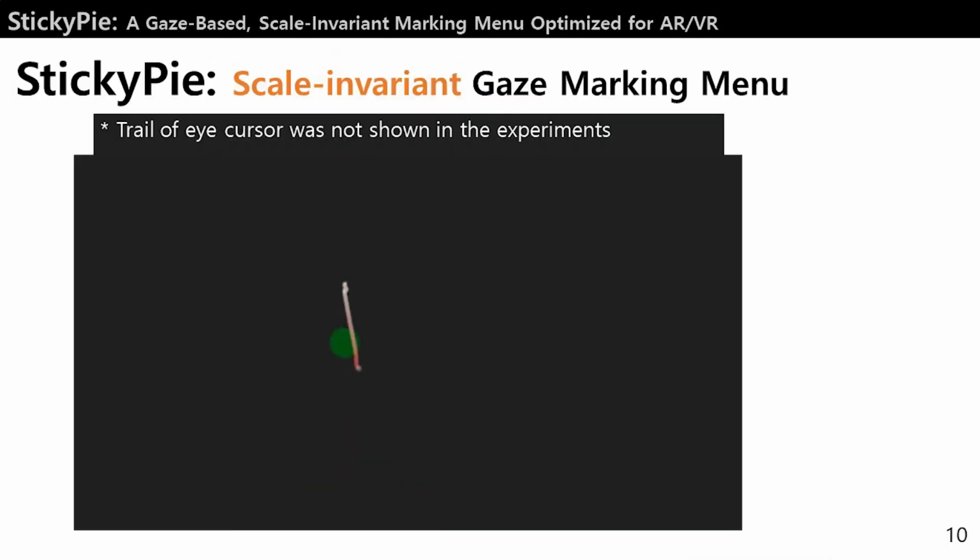This is the demonstration video of StickyPie. The moving trail on the video is showing a user's eye movement.